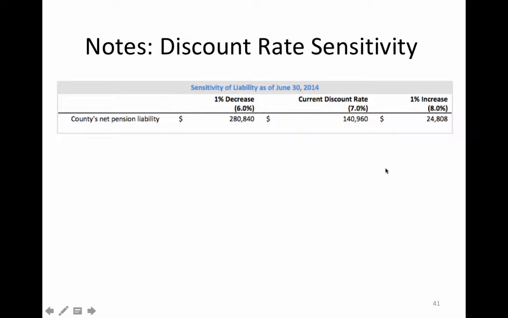And one thing you can do with this is calculate percentage changes between these to get a sense of how sensitive to the assumption of the discount rate the calculation of the net pension liability would be. And you see in this case, a 1 percentage point reduction in the discount rate almost doubles the net pension liability. And a 1 percentage point increase, using 8% instead of 7%, reduces it by over 80%. So this is very highly sensitive to it.